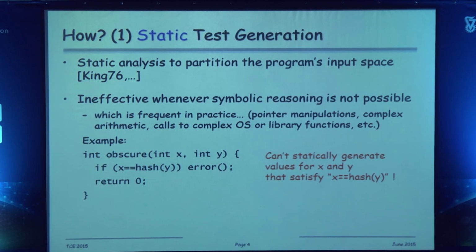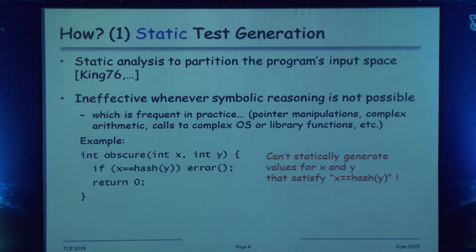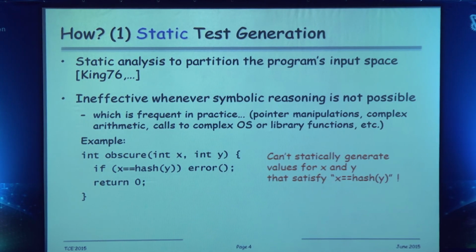The goal is to partition the program's input space into equivalence classes, such that two inputs are equivalent if, when you run the program on them, they exercise the same control flow path of the program. Unfortunately, static test generation is ineffective in practice for large and complex programs because symbolic reasoning is imprecise. That's why there are so many papers in program analysis about the trade-offs between cost and precision. It's due to many different reasons: pointer manipulation, complex arithmetic, system calls, etc.